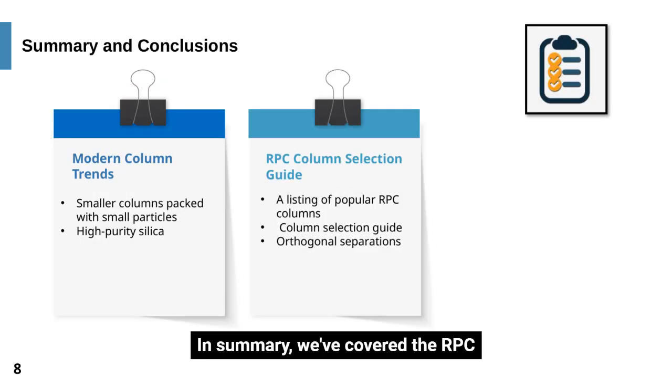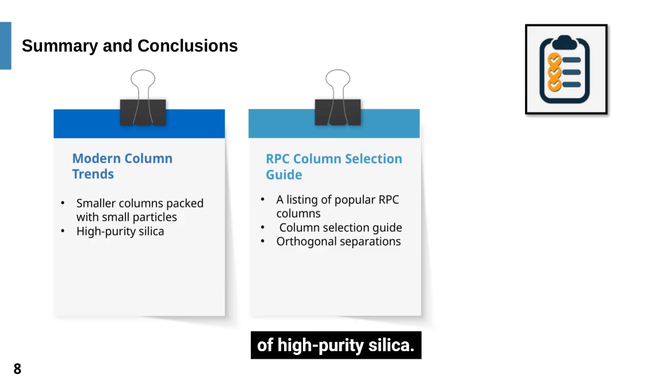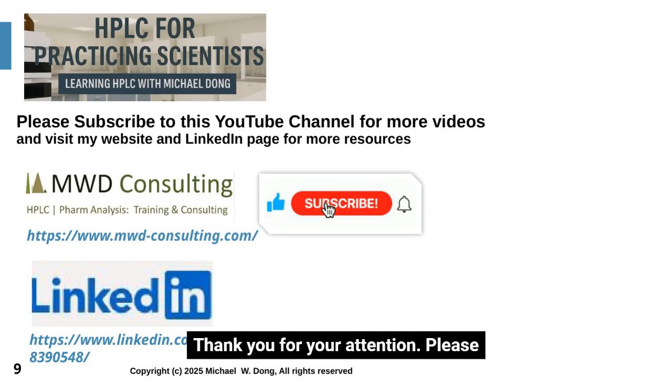In summary, we've covered the RPC column selection guide, including a listing of popular RPC columns, column selection guidelines, and orthogonal separations. We've also discussed modern column trends, such as smaller columns packed with small particles and the use of high-purity silica. Thank you for your attention.